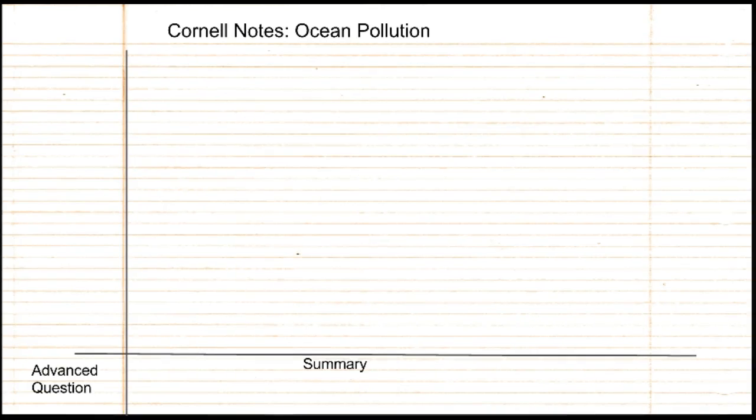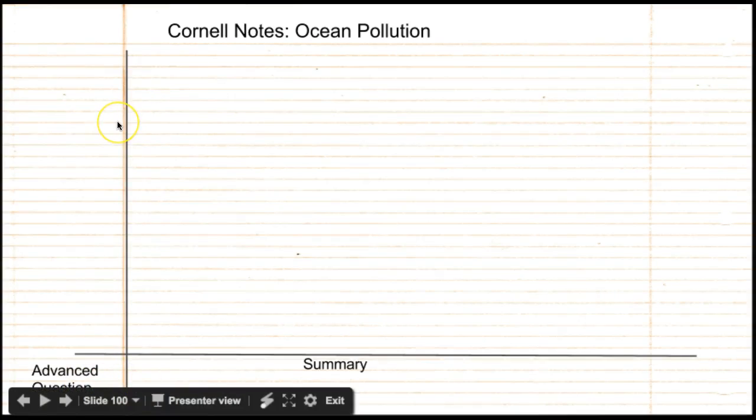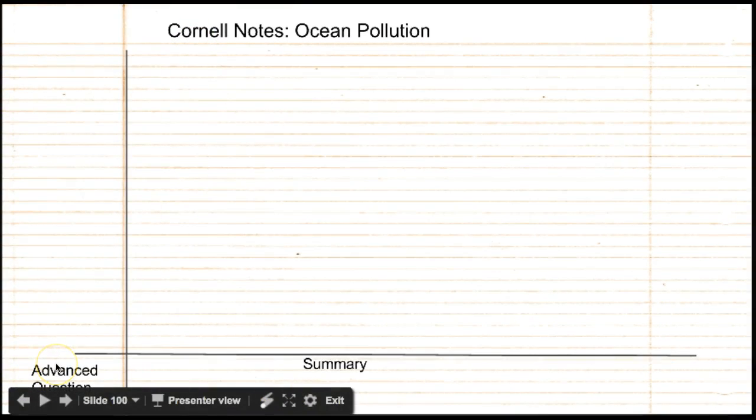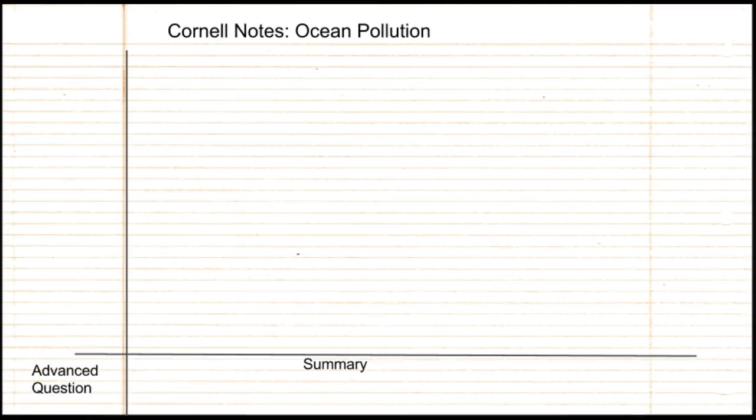Hello students, today you're going to take Cornell notes on ocean pollution. Go ahead and set up your notebook into the Cornell notes style. Cornell notes means that you don't really draw the pictures. You make the questions on the left, summary at the end, and an advanced question. When you've set up your notebook, go ahead and start the video.